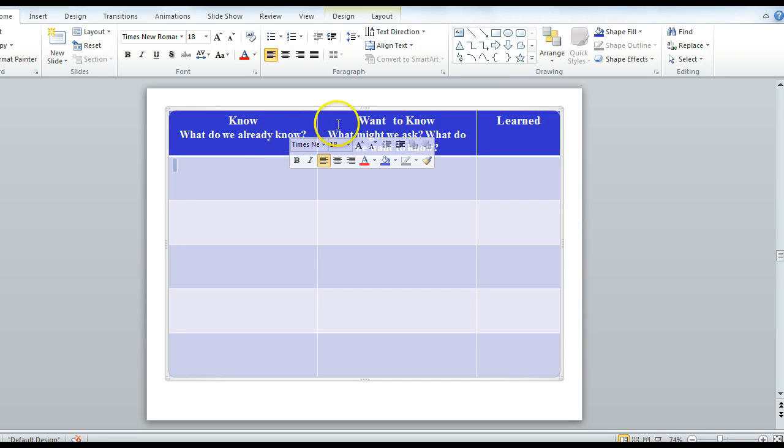These 2 columns are good for before reading. So what do I already know? Well, I know a little bit about, I know what a butterfly and a moth are. They have wings, because that's butterflies and moths. Butterflies and moths have wings. I know moths fly at night.